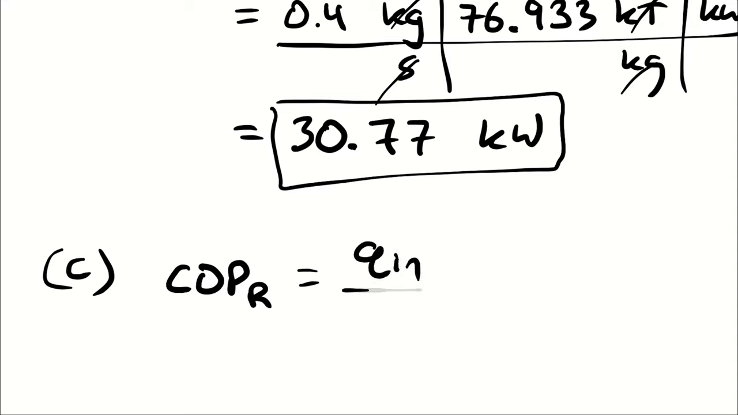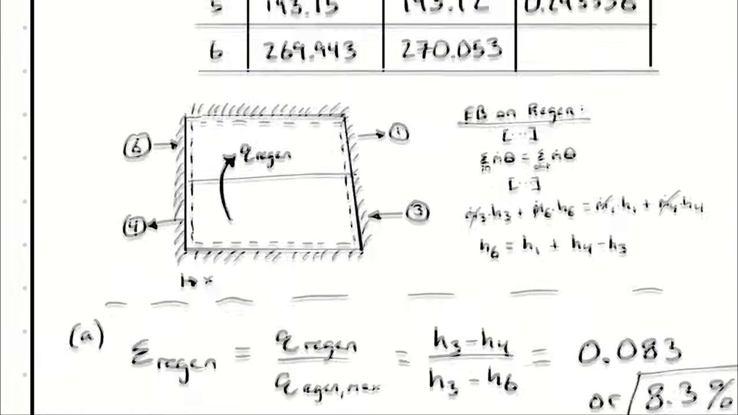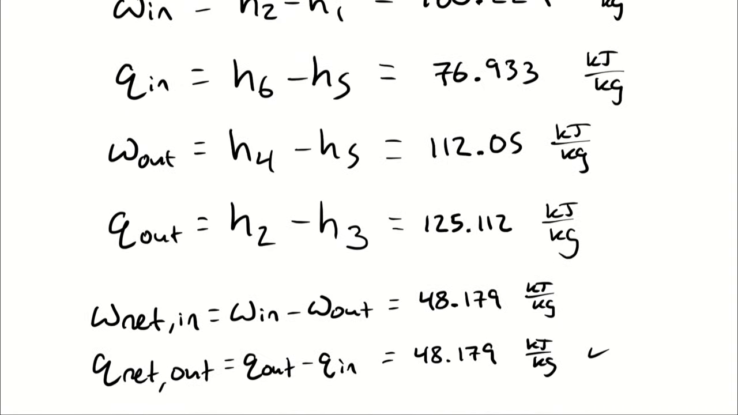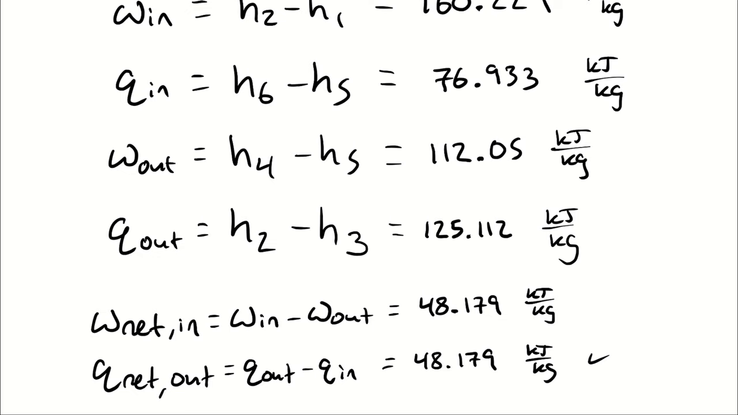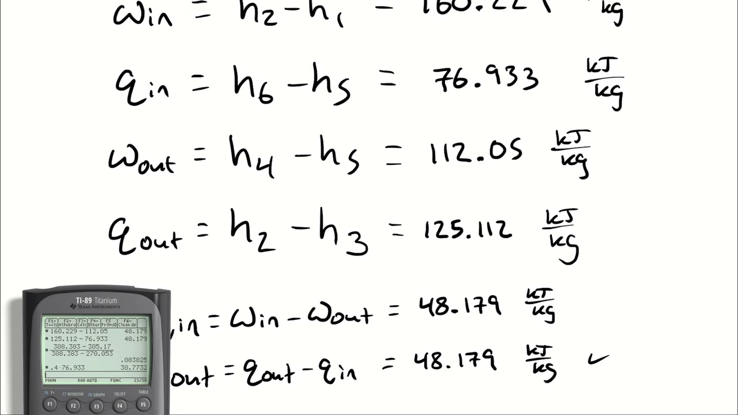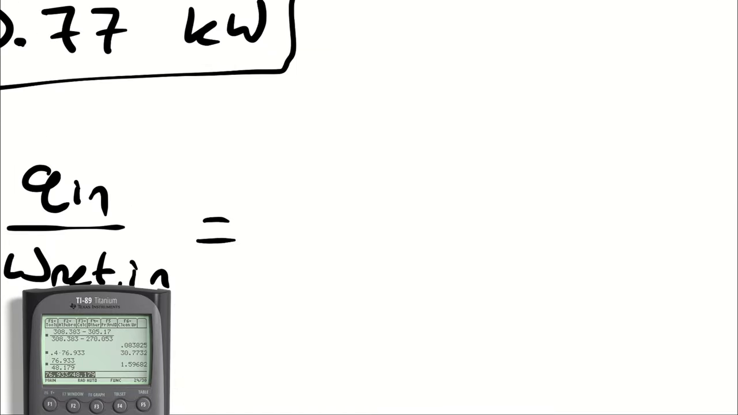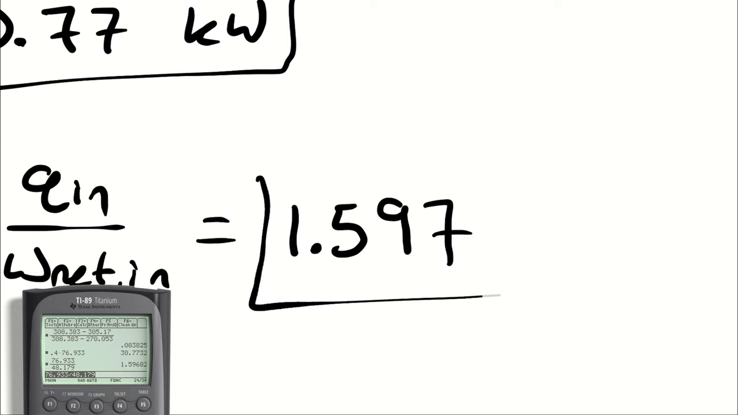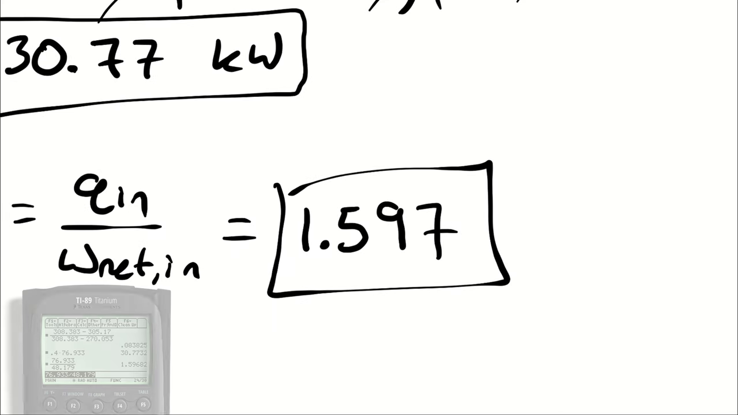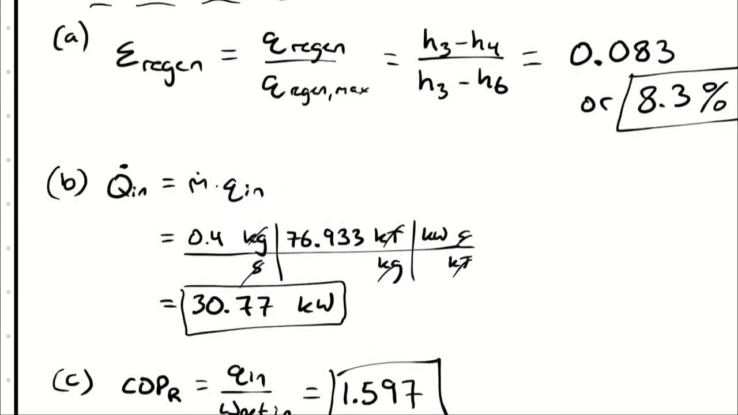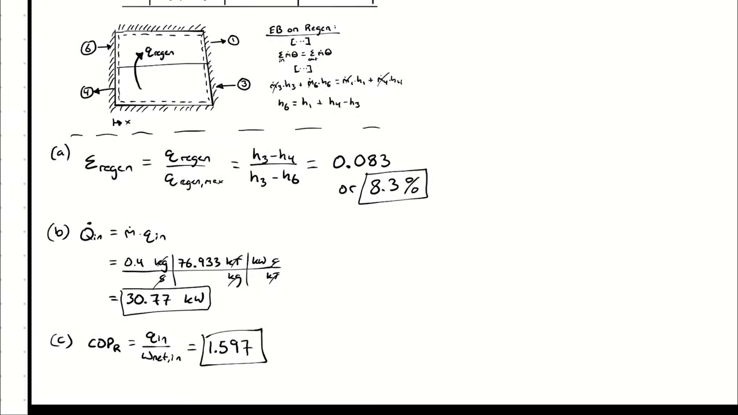Which we can write as Qin over net work in. Qin was 76.933. So if I pop up my calculator, that would be 76.933. And our net work was 48.179. We get a coefficient of performance of 1.6. I'm leaving a bunch of decimals so that when we compare the cold air standard versus the not cold air standard, we can see with a little bit more detail the difference between the two.